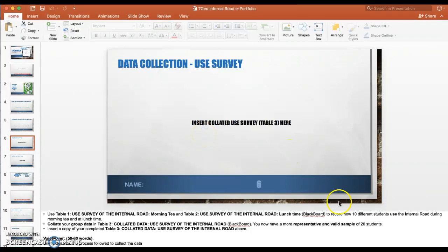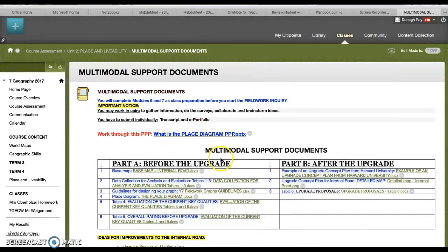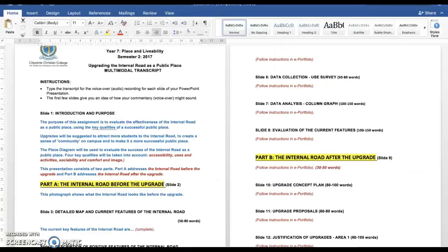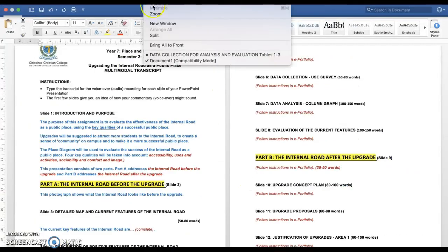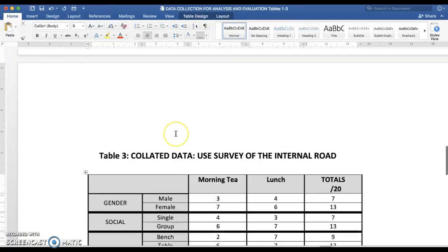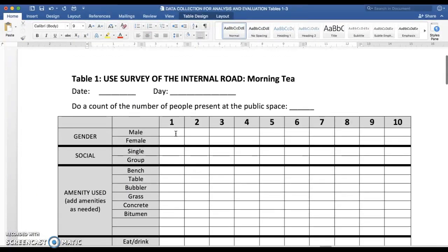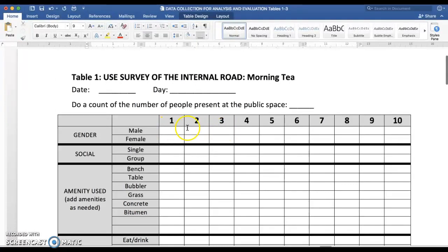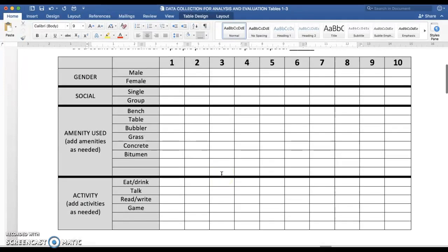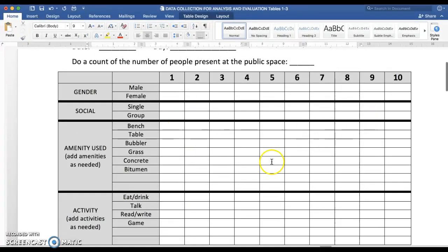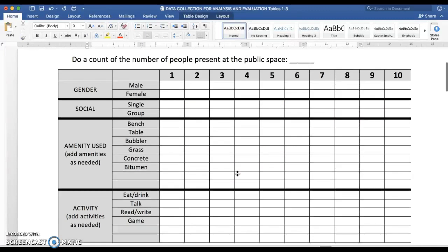So when you got the survey information, you would have gone to multimodal support documents, and it was actually this one here, number 2, data collection for analysis and evaluation. So not that one, going to this one. Okay, so this is the survey you did, morning tea. So you needed to see how many males and females there were, whether they were in a single or a group, and what amenities they used when they were there. So you should have surveyed 10 people just by watching what they were doing.